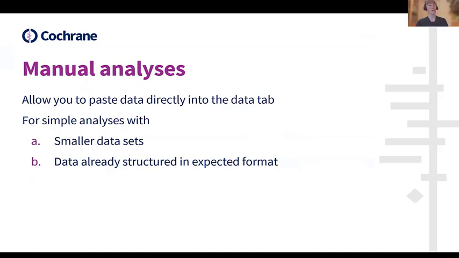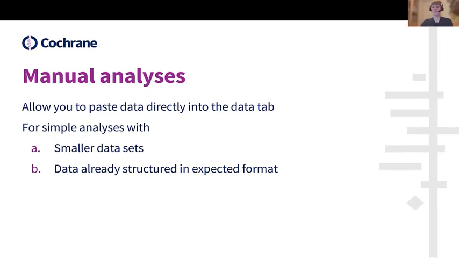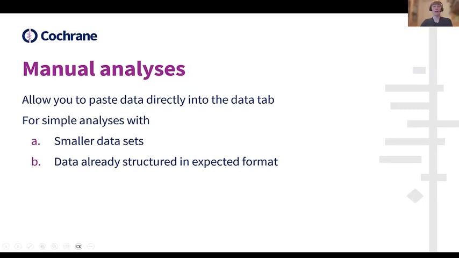But when you're creating your analysis in RevMan, there are two different types. You can create manual analysis, which allow you to paste data directly into the data tab. So this can be good for simple analysis with smaller data sets, and also you need to have the data already in the structured format that RevMan expects for you to be able to paste it. This may be good if you're planning on doing few analysis with little analysis data and you already have the data in the right format.